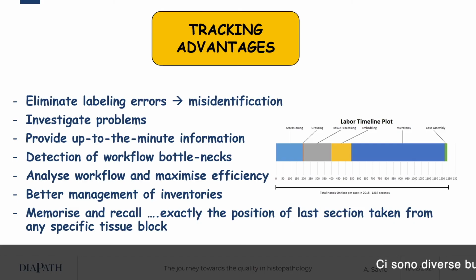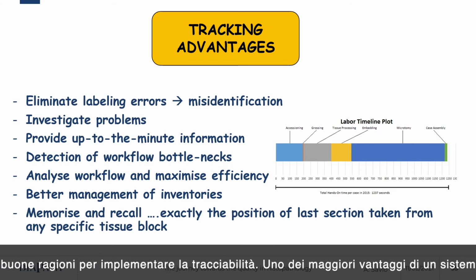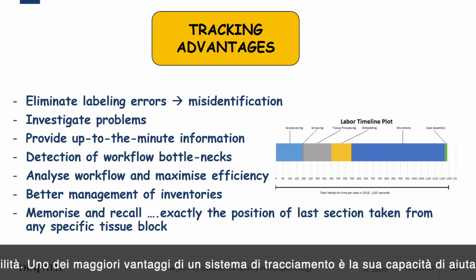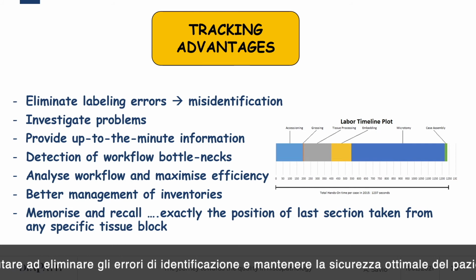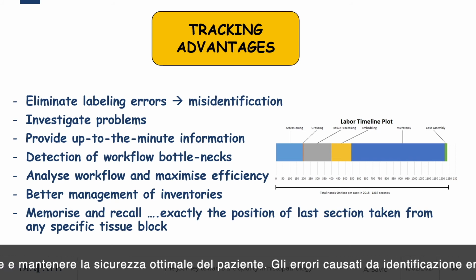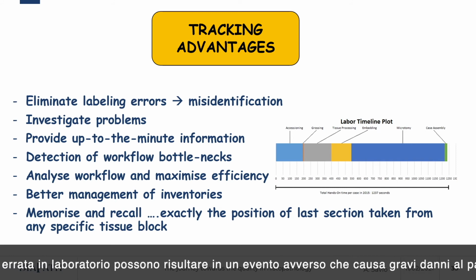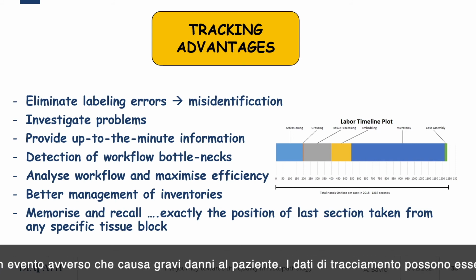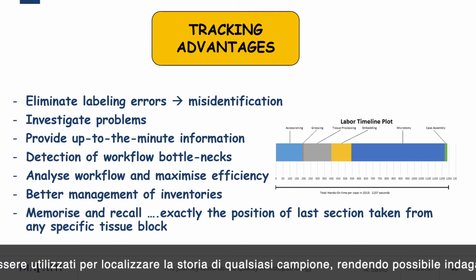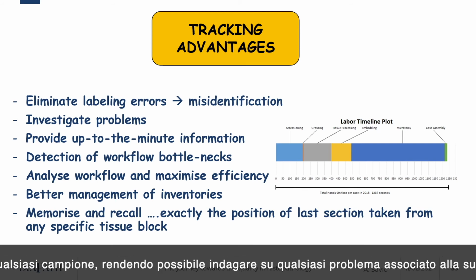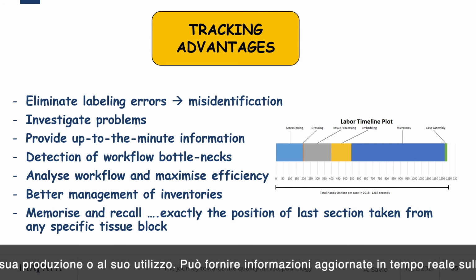There are several good reasons to implement tracking. One of the major advantages of a tracking system is its ability to help eliminate labeling errors and maintain optimal patient safety. Errors from misidentification in the laboratory may result in an adverse event that causes serious harm to the patient. Tracking data can be used to locate the history of any asset, making it possible to investigate any problems associated with its production or use.